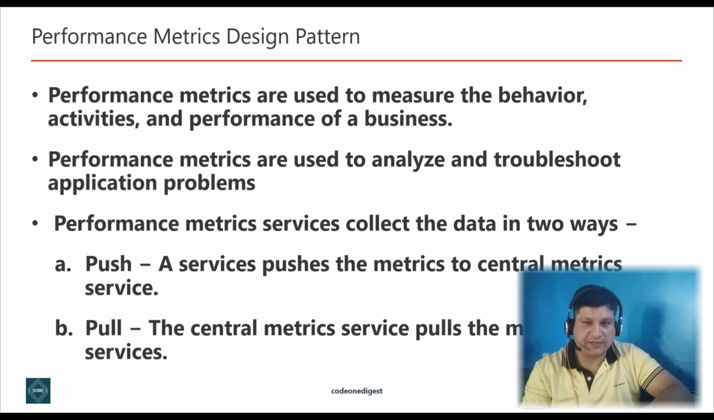So what is the solution here? We can implement an instrumentation service which will be responsible for gathering statistics about individual operations, and a central metrics service which should aggregate metrics and provide reporting and alerting mechanisms. These services can collect the performance data in two ways, the push-based model and the pull-based model. In push-based, a service pushes the metrics to a central metrics server, and in pull-based, the central metrics service pulls the metrics from the agents, right?